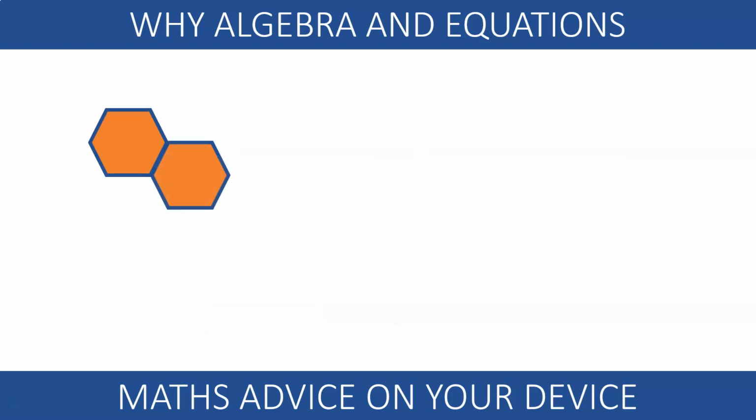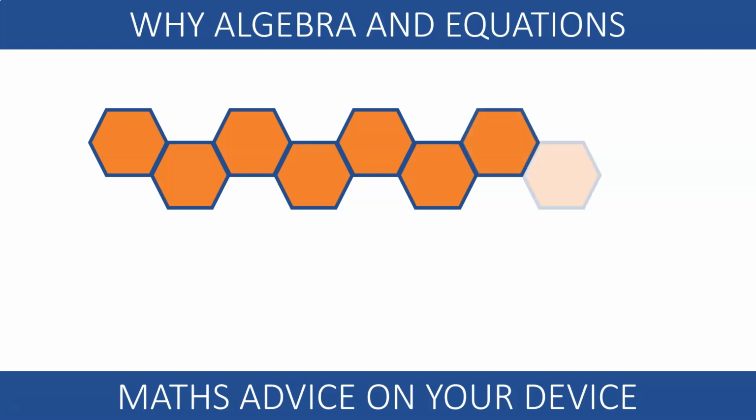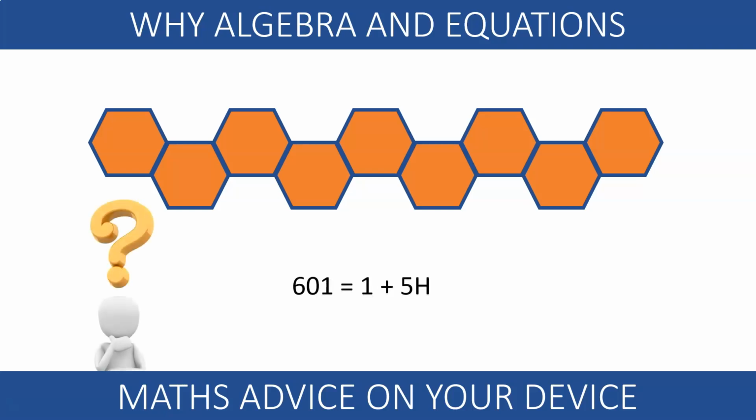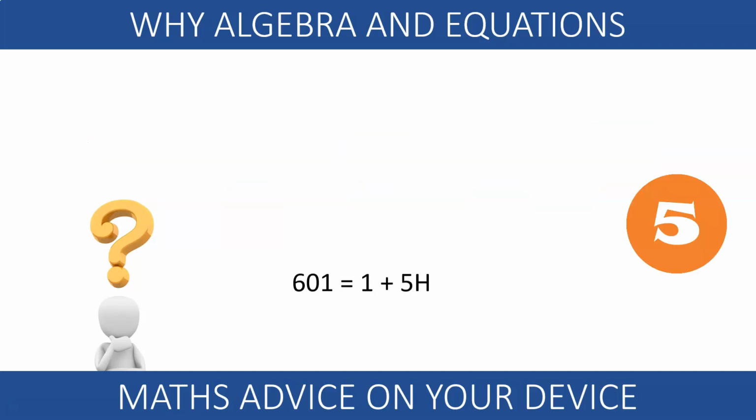Look at this second pattern. It is made out of hexagons. To add another hexagon, I need 5 more matches. So, if I have 601 matches, how many hexagons can I make? Stop the video here and give it a go.